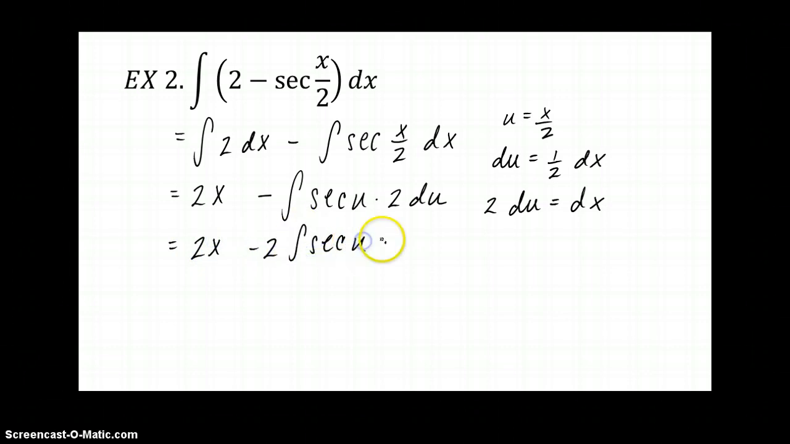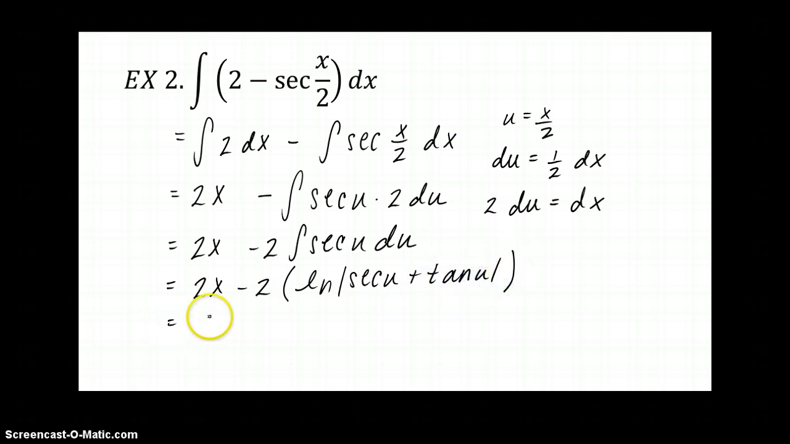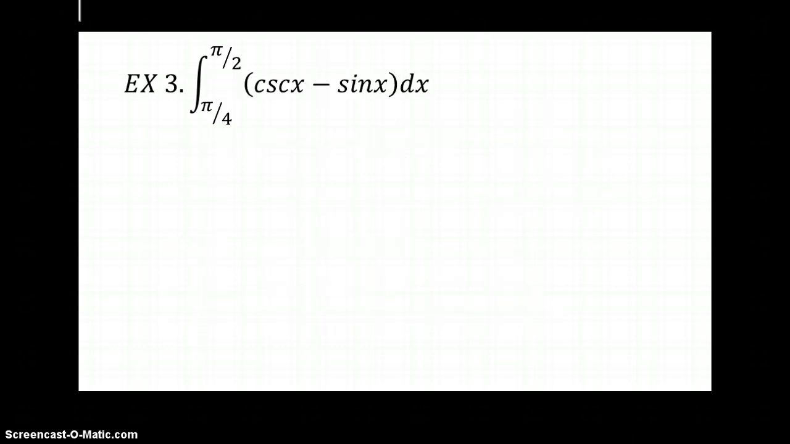So the 2 comes out front. And now the antiderivative of the secant function, and this is where you'll get better with this as you practice, is ln absolute value secant of u plus tan of u. So now just replacing u with x over 2, and then plus c. Okay, so we can use this with definite integrals as well.